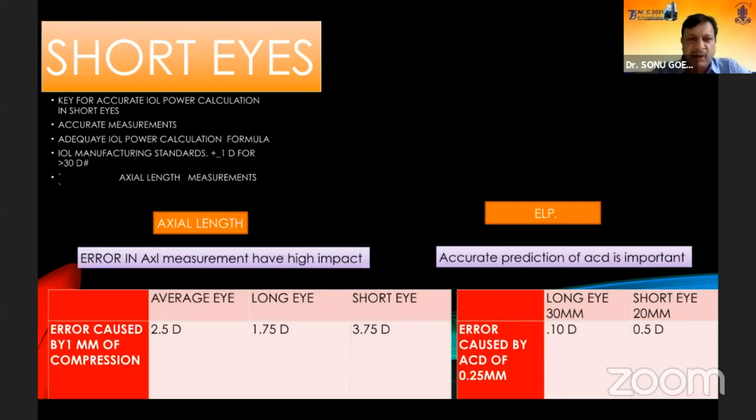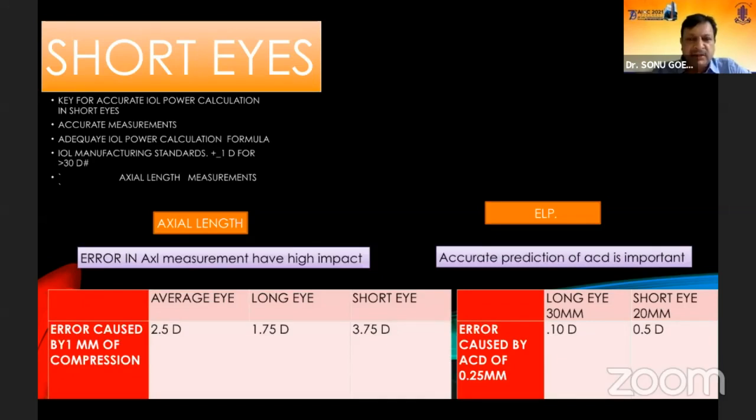And yes, even after all this, we all know there is a big defect in the IOL manufacturing standards, where you have a variability of plus minus 1 diopter for IOL powers of more than 30 diopters. So that means even if you calculate an IOL power close to maybe 35.5, the industry can only offer you a 35 or a 36 diopter lens, because of the way they sort the lenses. Still, it's a deviation of plus minus 1 diopter.